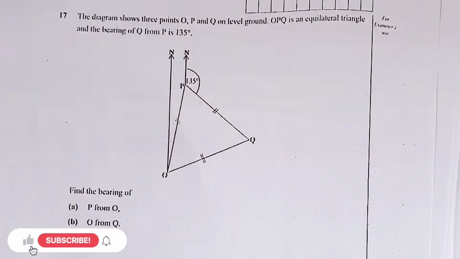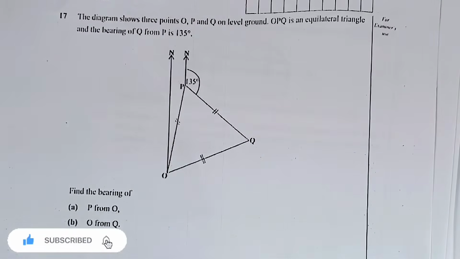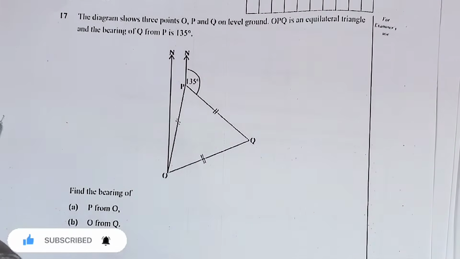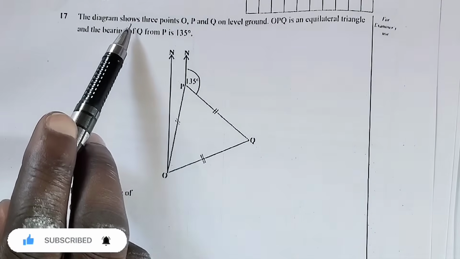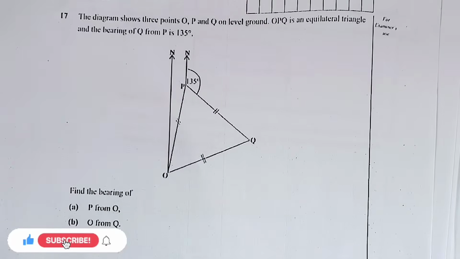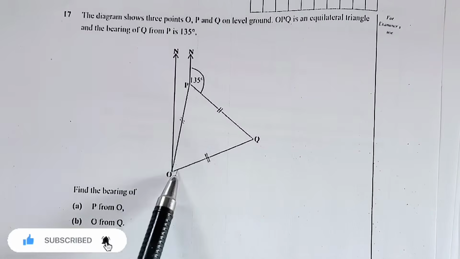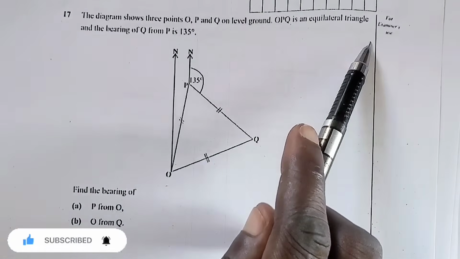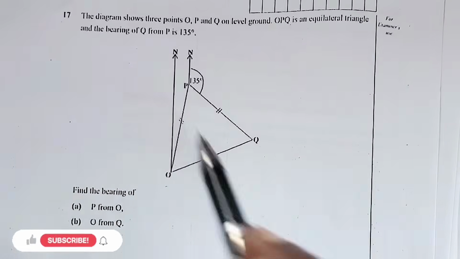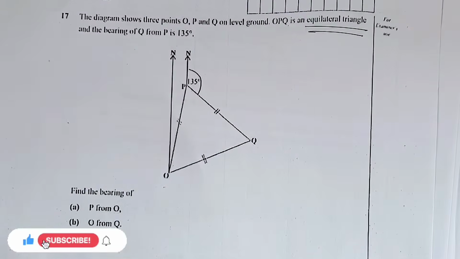Okay. So we go to question 17 and we only have one question under bearing. Okay, bearings. This question is saying the diagram shows 3 points O, P, and Q on level ground. OPQ is an equilateral triangle.